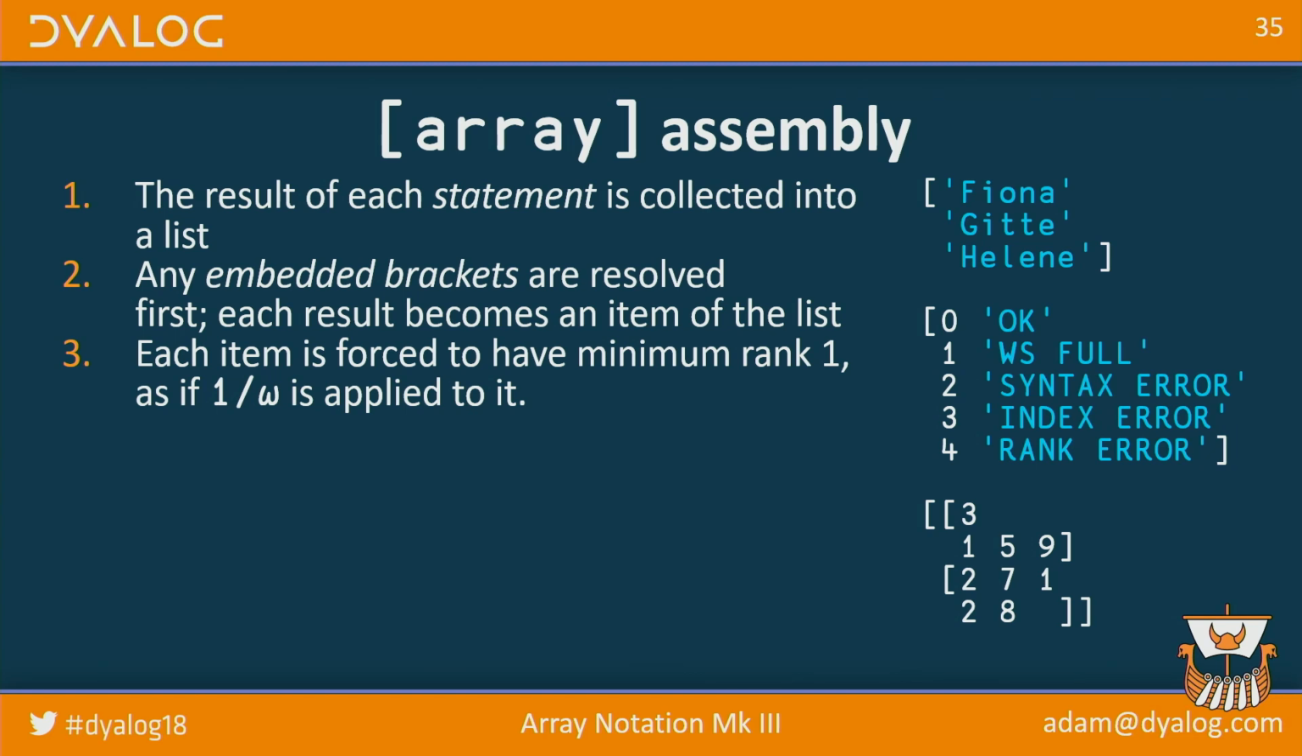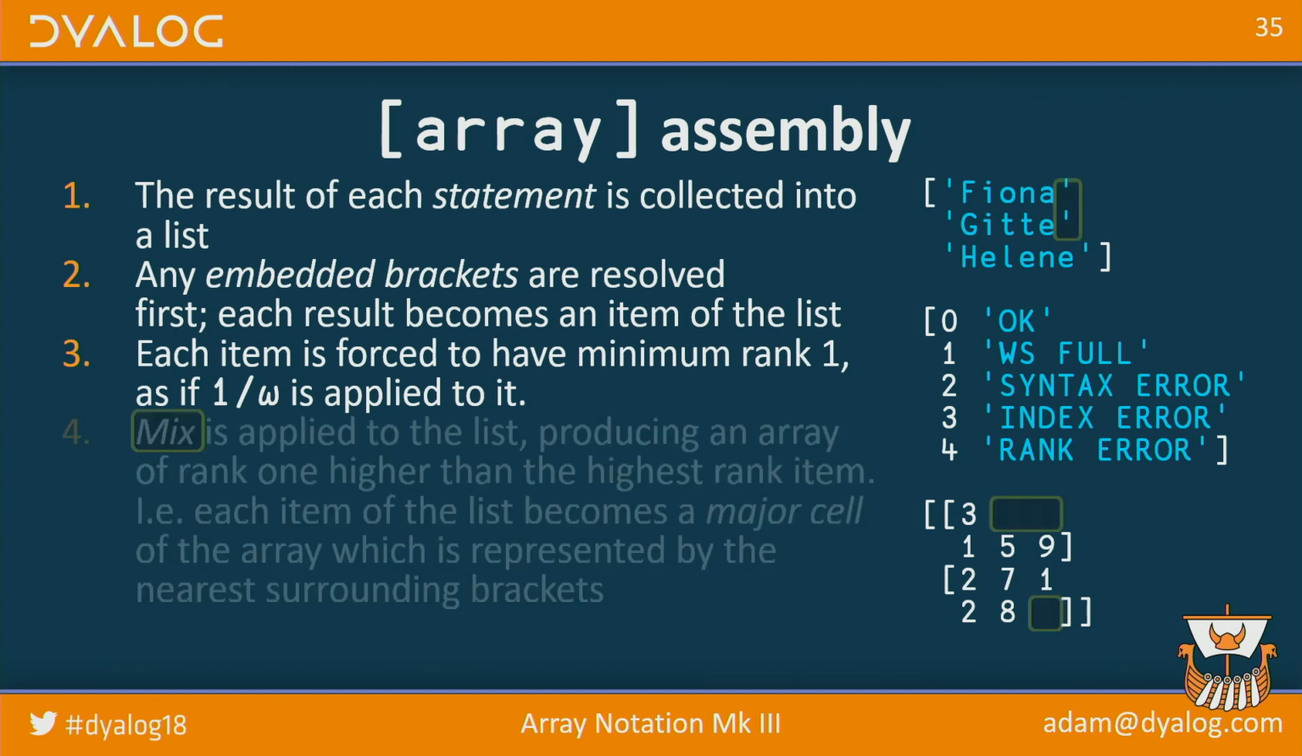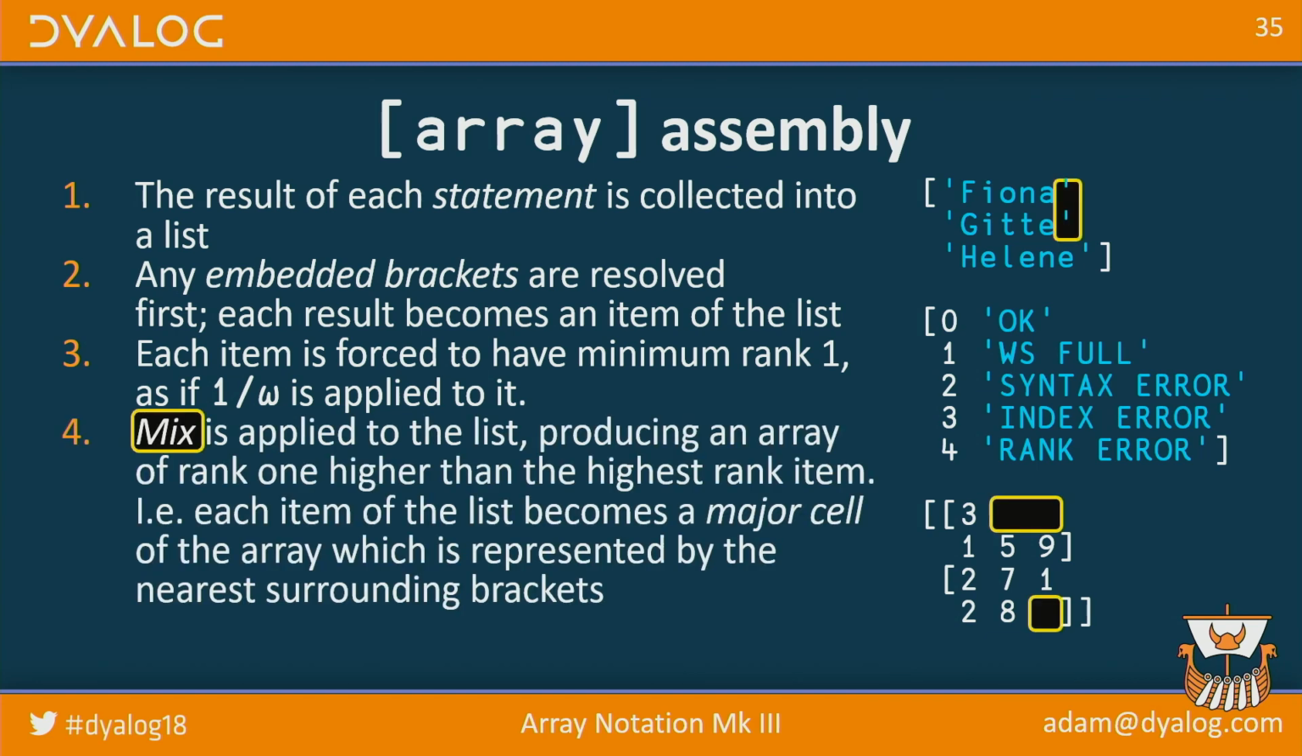So instead, every deepest level element has to be at least a vector. So we just enforce that. We treat it as a vector even if it looks like a scalar. And then we mix everything together, of course, because arrays have to be orthogonal, rectangular. So we pad those out with appropriate data types, just like you would always do if you mix.